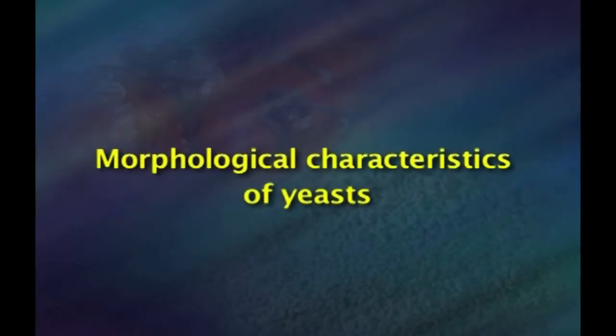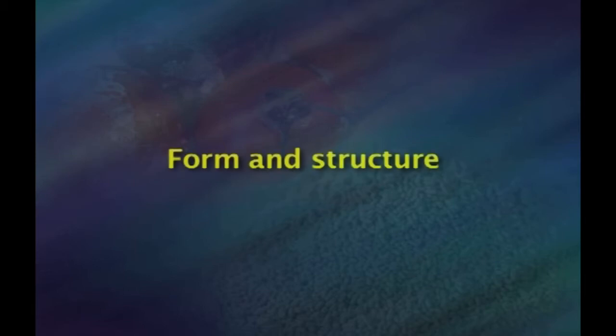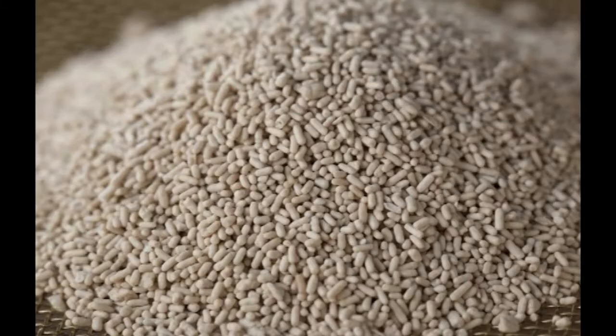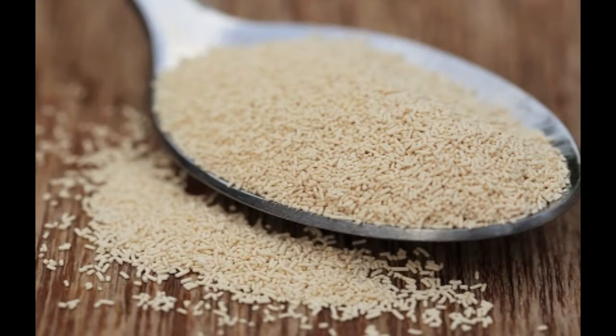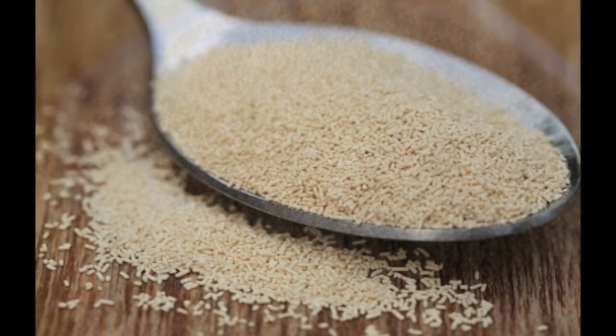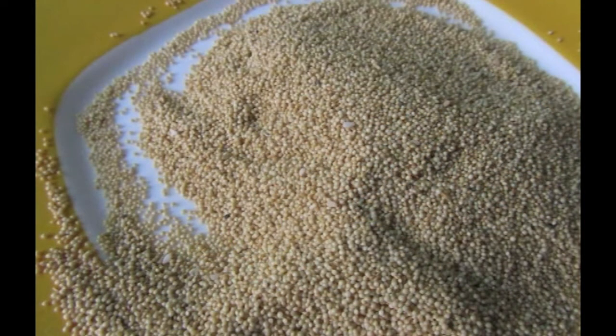Now we will learn about morphological characteristics of yeast. Form and structure. The form of yeast may be spherical to ovoid, lemon shaped, pear shaped, cylindrical, triangular or even elongated into a false or true mycelium. They also differ in size.